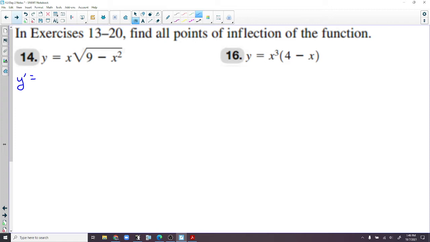Oh, don't move anything to the bottom because we have to take the second derivative. So just get that first derivative line and stop. Don't move anything to the bottom.